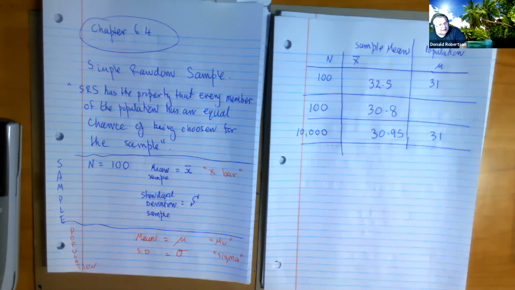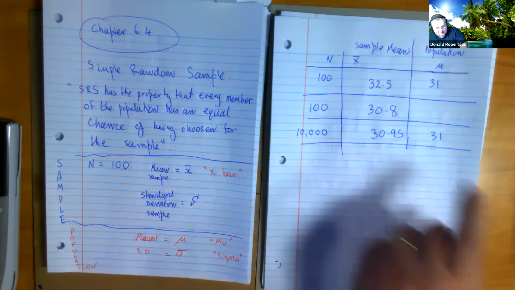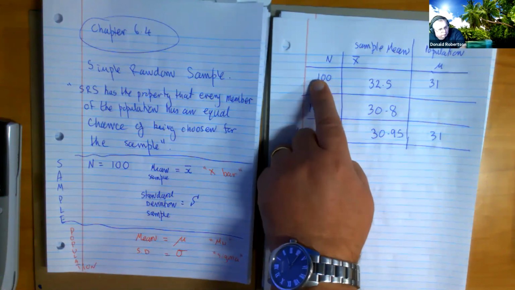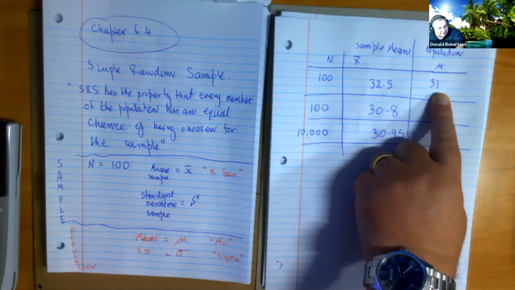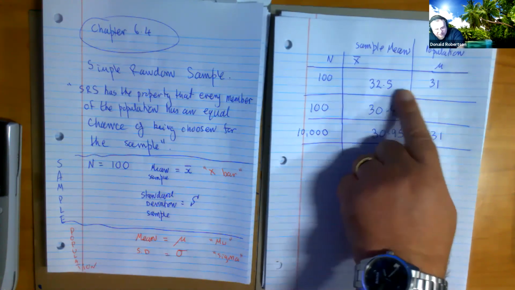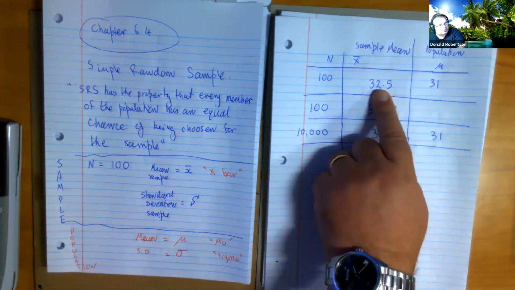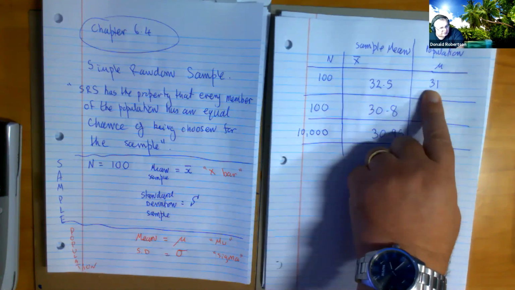So the idea behind samples is that if you choose a small representative group, you will be able to use this number as an estimate of this number. Not that you're saying this is equal to that, but you are at least hoping that it's close to it.